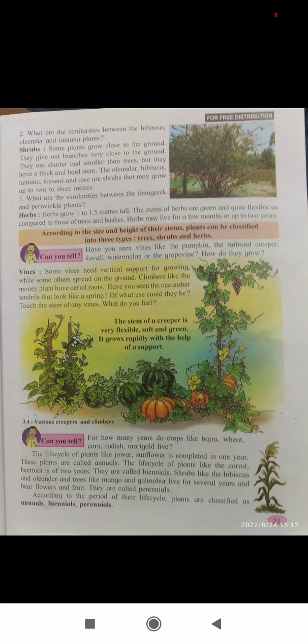The life cycle. The life cycle of plants like jowar and sunflower is completed in 1 year. These plants are called annuals. The life cycle of plants like carrots and beetroot is 2 years. They are called biennials. Shrubs like the hibiscus and oleander and trees like mango and gulmohar live for several years and bear flowers and fruit. They are called perennials. According to the period of life cycle, plants can be classified into annuals, biennials, and perennials.